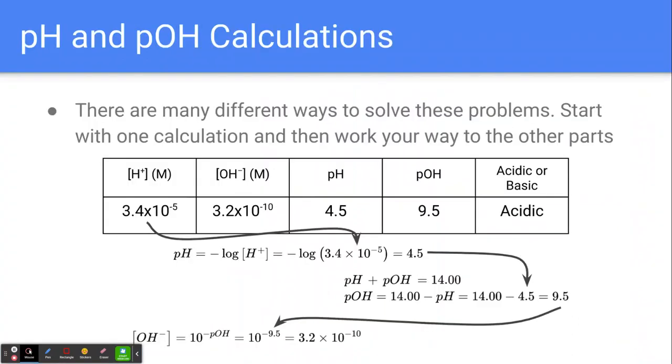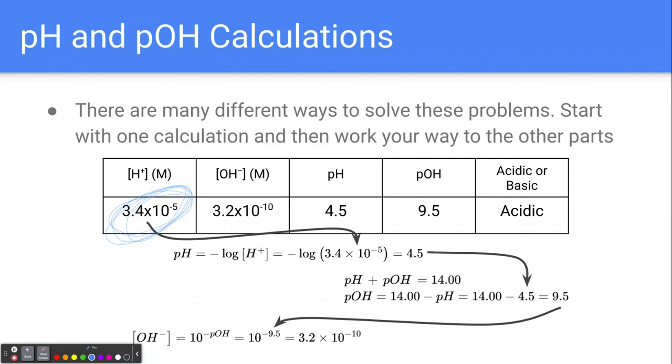So doing these calculations, let's say that I was starting with just this value here. Let's say that this was the only value I was given. You can go about solving the rest of those boxes in many, many different ways. The way that I choose to do it might be different than the way you choose to do it, which might be different than the way your lab partner does it. It's all totally okay as long as you're using the equations the correct way.